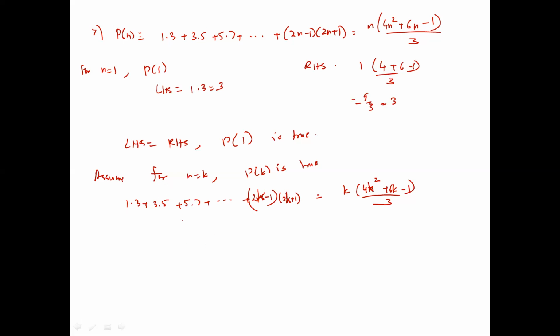This is just assumption. Now we will start proving for n equal to k plus 1. That means we will take P of k plus 1, only left hand side. 1 into 3 plus 3 into 5 plus 5 into 7 and so on.